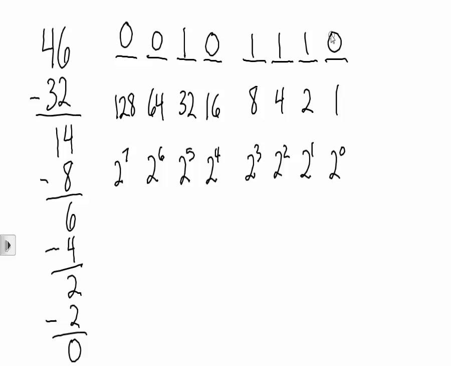So our binary number that's equivalent to the decimal number 46 is 00101110. Some people omit the leading zeros. I like to leave those in there to remind me that if I have 8 spaces, it's a byte, and if you're working with bytes of information, you'll see those zeros.